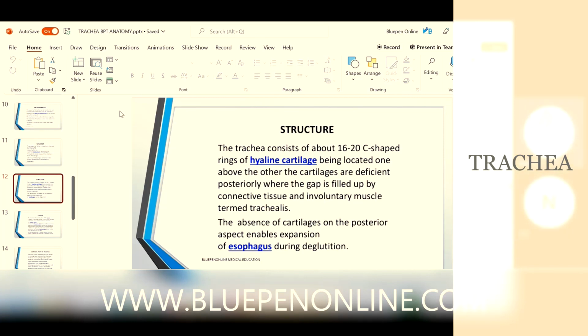The next, the structure. We already studied that it is made up of 16 to 20 C-shaped rings of hyaline cartilage located one above the other. Posteriorly there is no cartilage and there is a gap filled by connective tissue and an involuntary muscle known as the trachealis. The absence of cartilage on the posterior wall will allow the expansion of the esophagus during deglutition.